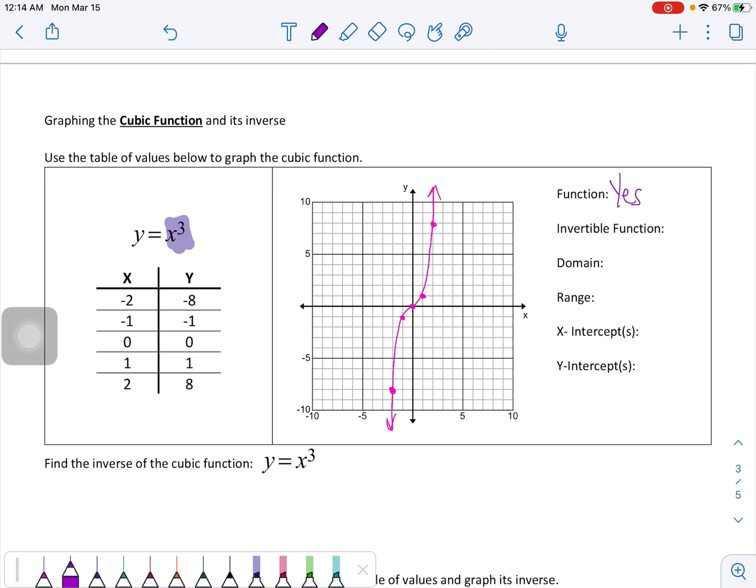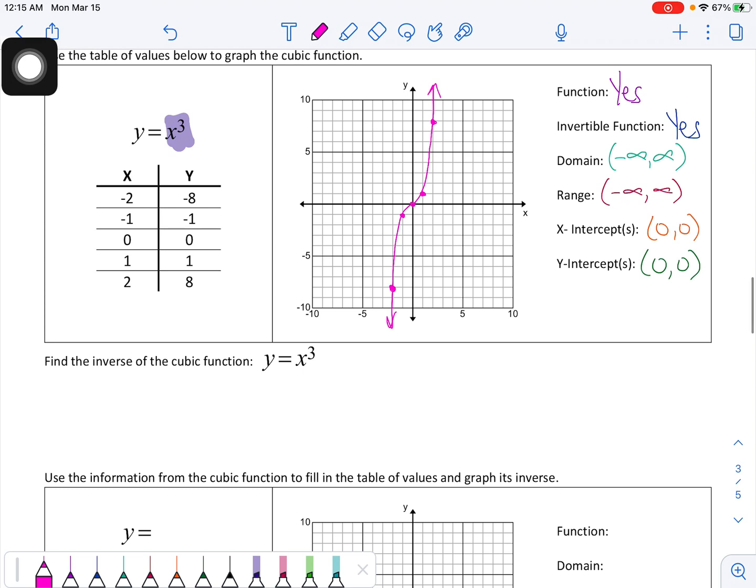Is it a function? Yes. Is the function invertible? Yes. So this is not going to require us to do any kind of domain restriction to find the inverse of the function. Domain is all your possible x values and everything is possible. There are no restrictions. Range is all your possible y values. No restrictions or issues there. X-intercept, 0, 0. Y-intercept, 0, 0. All right, so that's the cubic function.